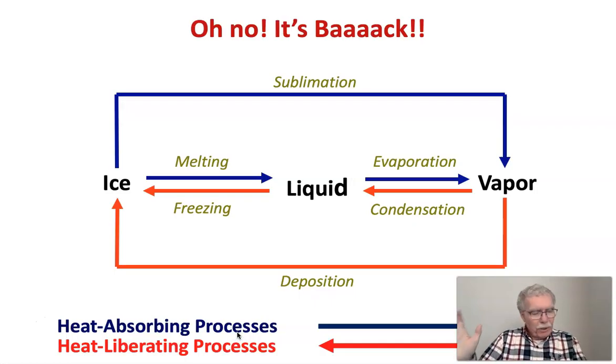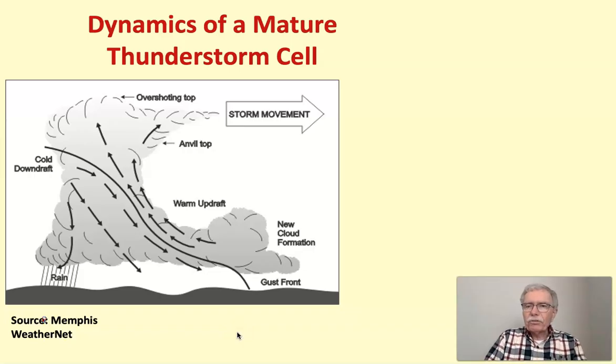Oh no, here we are again. The Holy Grail slide. You knew that you were going to see this again, and we need to bring it back because in a typical thunderstorm cell, all of the phase changes in this diagram are found. So let's look at the dynamics of a mature thunderstorm cell.